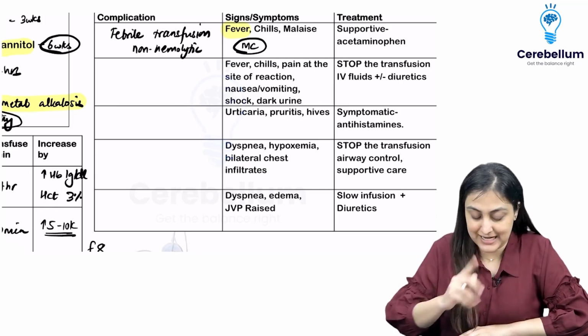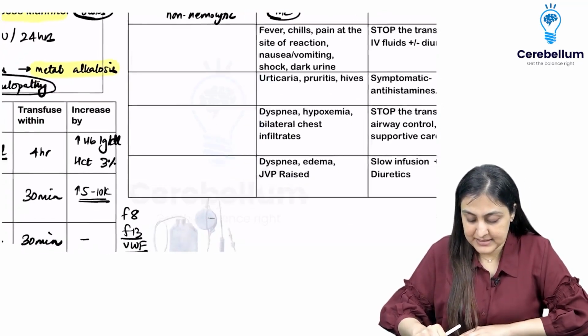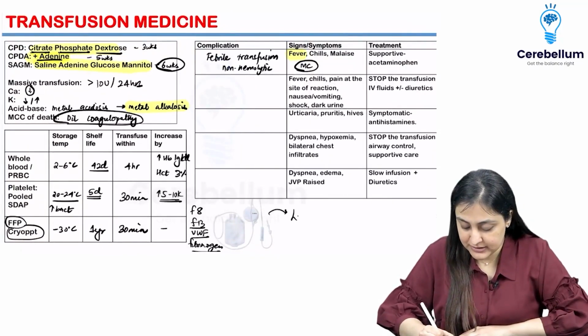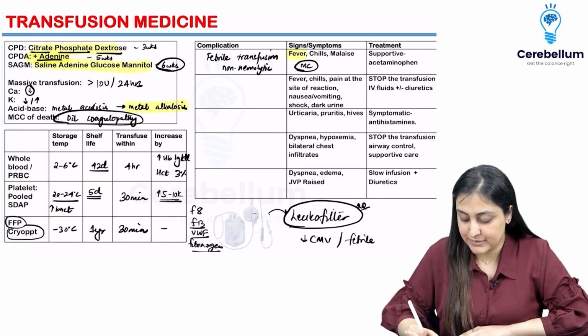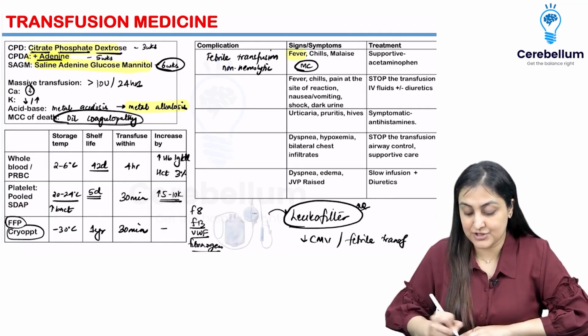This is the most common side effect to occur, and this can be reduced by using this device, which is also something which is very frequently tested. This is a leukofilter. This is a leukofilter which can also reduce the risk of CMV. It can reduce the risk of febrile transfusion reactions.